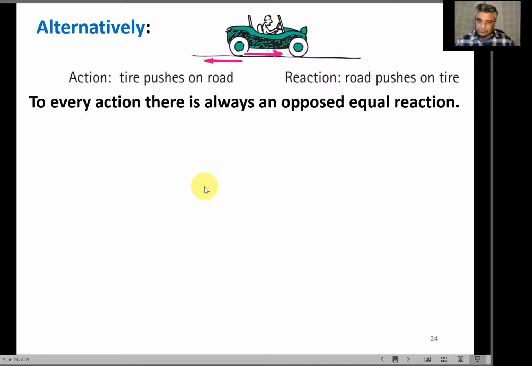So next time you walk, what you want to do is pay attention to which way you are pushing the floor and how the floor is pushing back to you. Okay, try that.